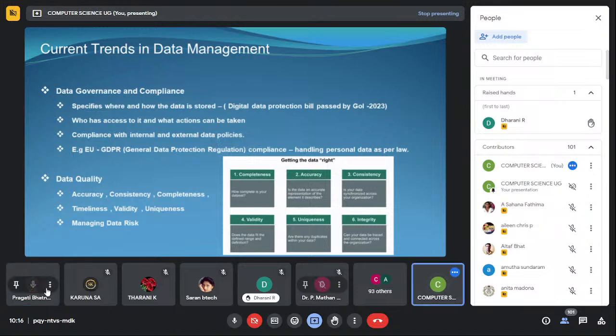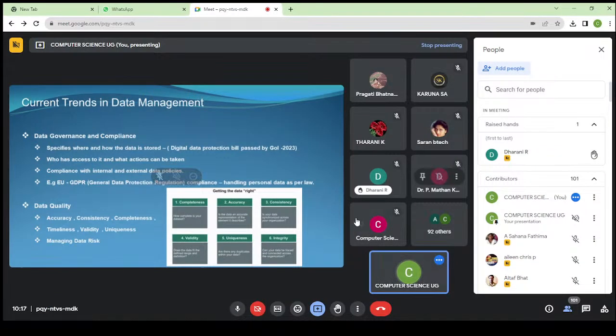How complete is your data set? What kind of business requirement do you have? Do you have all the required data elements? You need to check that. And accuracy: is the data an accurate representation of the element that you want? How accurate it is, that's something you can check.